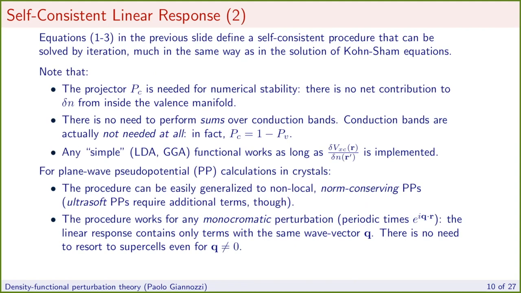Another important point that will be used later is that if I consider monochromatic perturbations, so perturbations that have a given wave vector q, that behave as exponential i q dot r, the linear response has the same periodicity, and there is no need to introduce a supercell, which you usually would do in order to deal with monochromatic perturbations with non-zero wave vector. There is no need to introduce supercells.